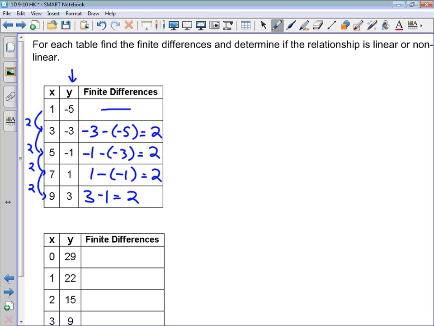Okay, we look at our finite differences. They are 2, 2, 2, and 2. What does this tell us? Well, if first differences, finite differences, are all the same, then our relationship must be linear.